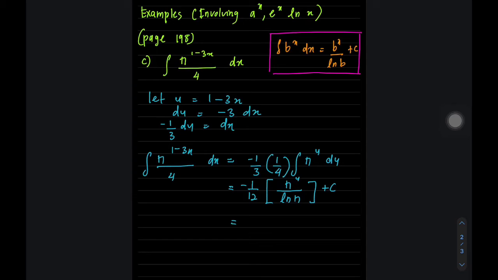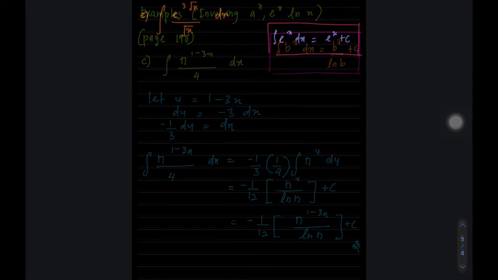Then we change everything back in terms of x. Negative 1 over 12 is your u. u is equivalent to 1 minus 3x. So pi power of 1 minus 3x over ln pi plus c. So this is your final answer.